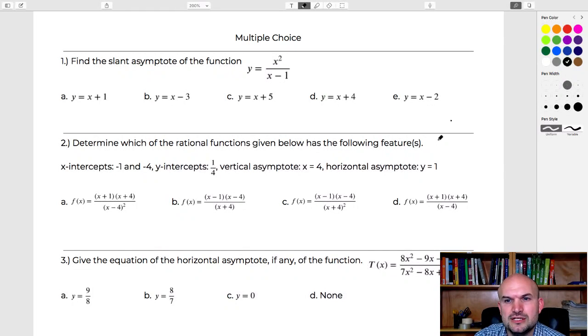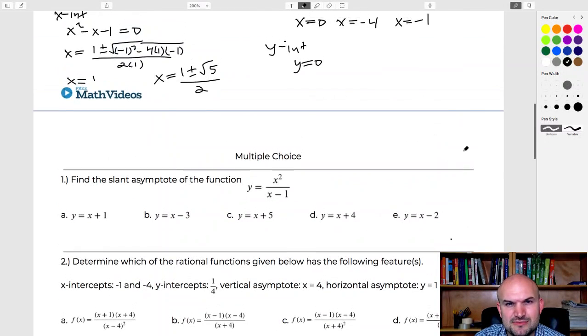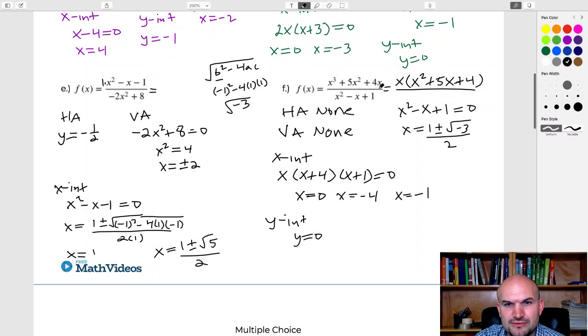All right. So, did I do the slant asymptote? No, I forgot to. So again, we've got to identify the slant asymptote here. What we've got to do there is long division. The slant asymptote is just y equals the quotient of our division of these two polynomials. So that's x cubed plus 5x squared plus 4x, divided by x squared minus x plus 1.